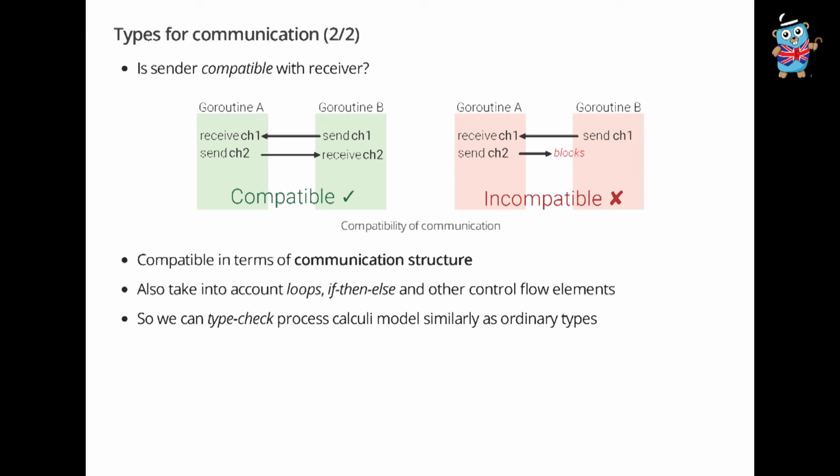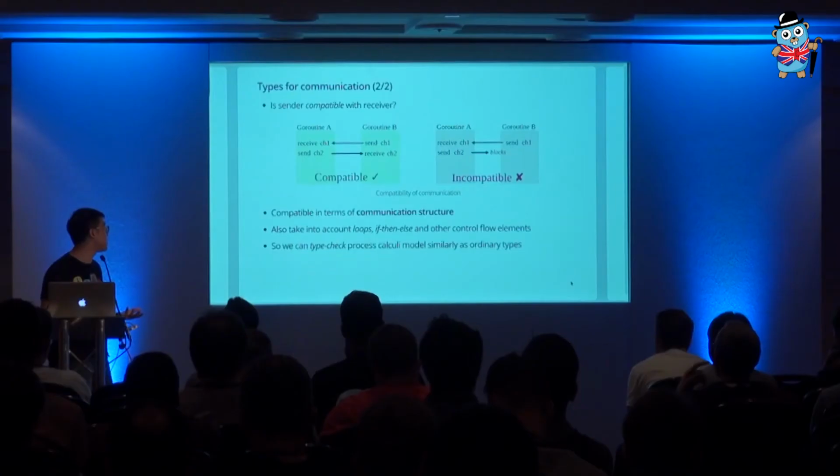So this is incompatible because, well, I'm expecting someone to receive my message. And you have to trust me on this, but the type system also takes into account other programming language primitives like loops, if then else, and other control flow primitives.